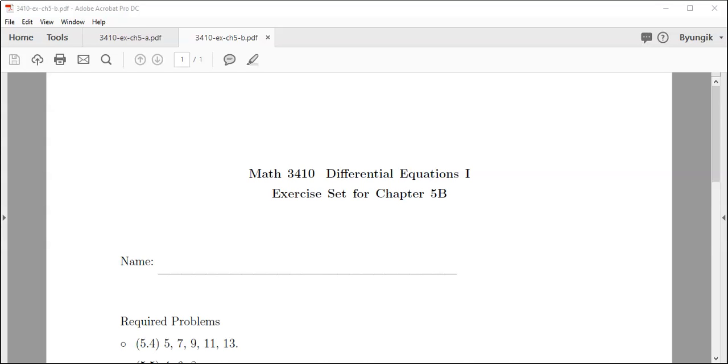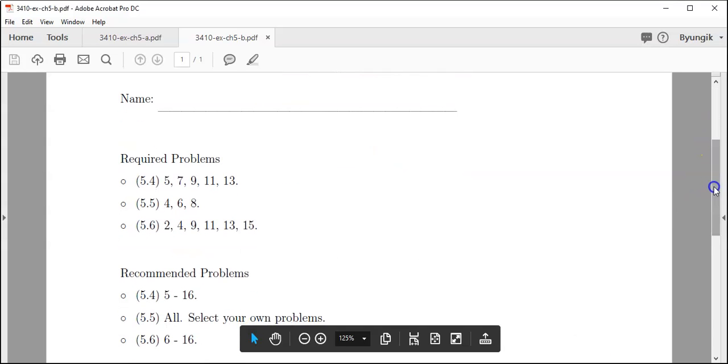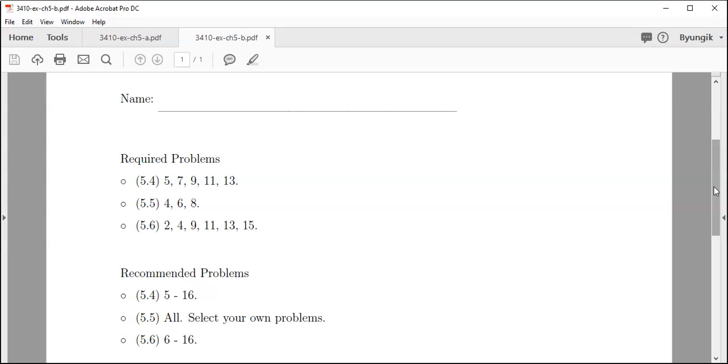Hello students, welcome back. Let's do another problem from 5.4. We're talking about Laplace transformations here, so I guess this is rather important. We did problem number 8, which is kind of similar to problems 5, 7, and 9. And we want to do another problem which is kind of in line with 11 or 13.